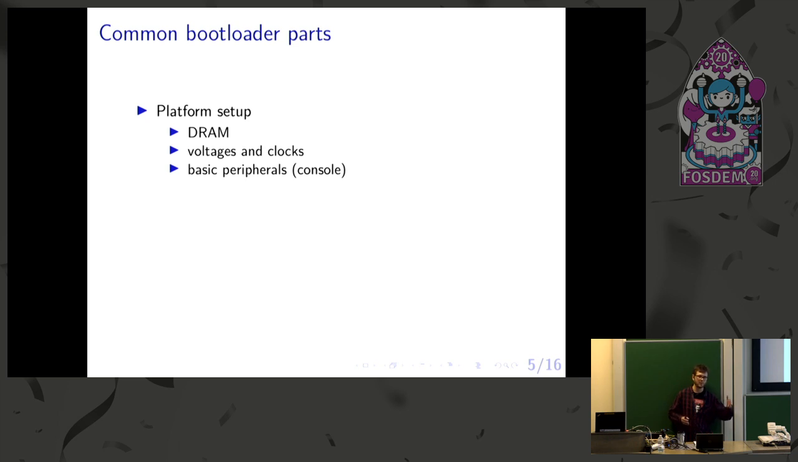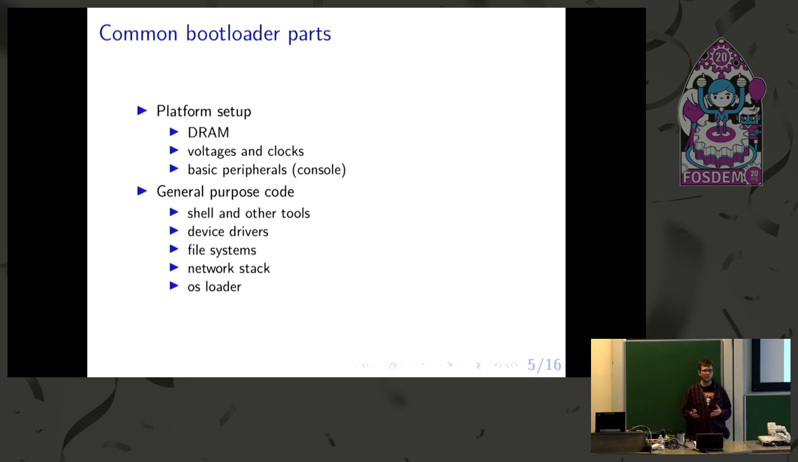Just to repeat, I mean all the code that is loaded from ROM and runs until Linux kicks in. That's what I consider a bootloader. Porting a bootloader to a new platform requires writing platform setup code, which will configure the platform to be usable. It turns on DRAM, some clocks, some voltages on the board, some basic peripherals like console. Then there is general purpose code which deals with loading the OS kernel from a storage or from a network and starting it. In traditional bootloaders, the range of options in this area is somewhat limited.